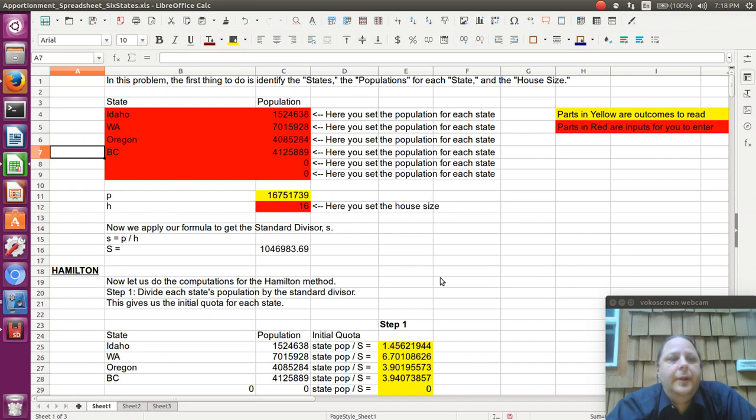Hello, friends and neighbors. I'm going to show you now how to use the apportionment spreadsheet to do the computations you need to make your apportionment easier to do.